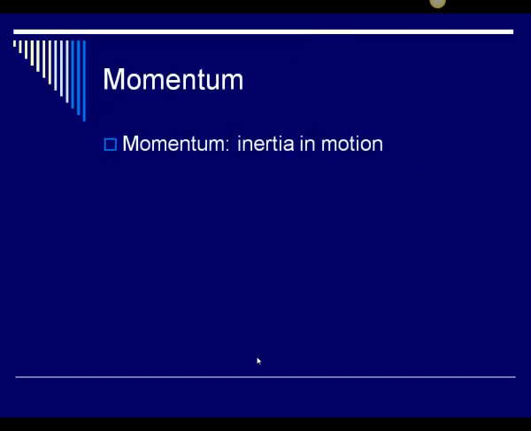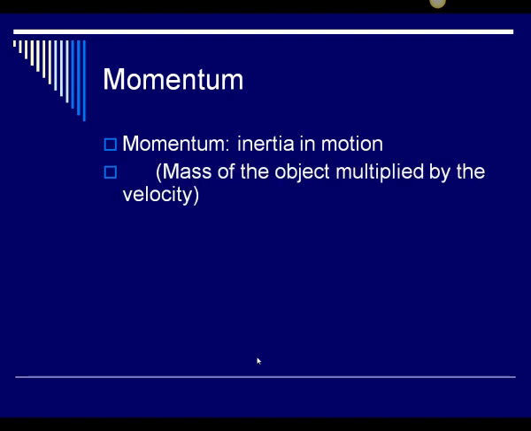All right, momentum. This is inertia in motion. Momentum is inertia in motion. Basically, the mass of the object multiplied by its velocity. So we're just looking at mass and velocity right now. We're going to bring some other variables in a little bit, but mass and velocity is basically what makes up momentum. Momentum equals mass times velocity. So it's very easy to find.